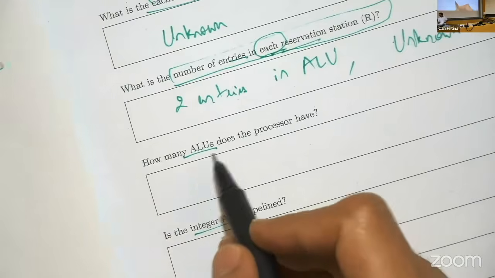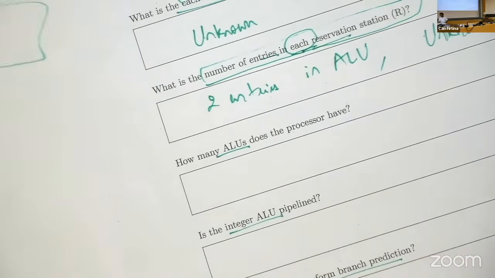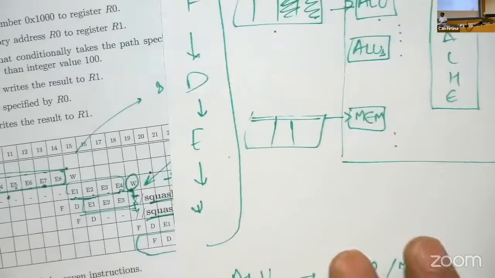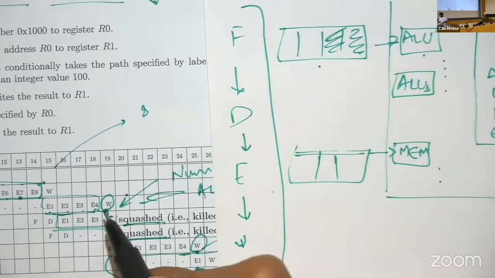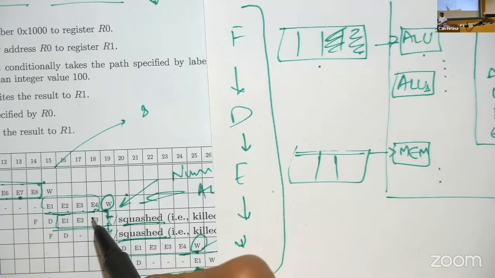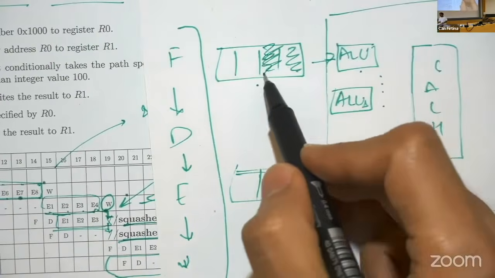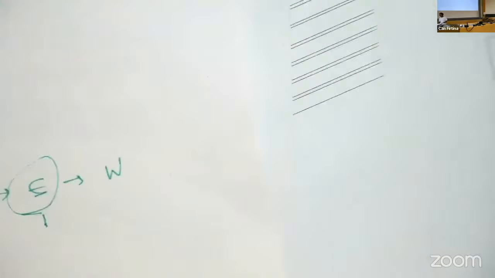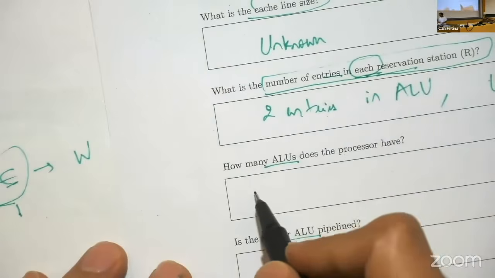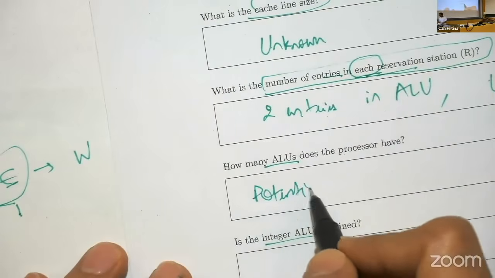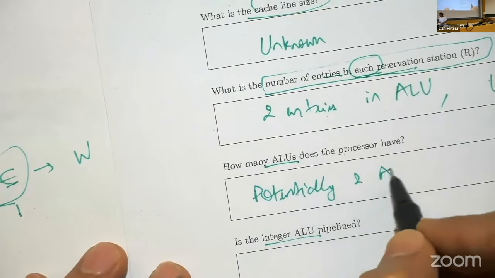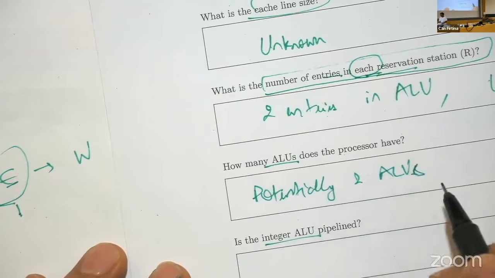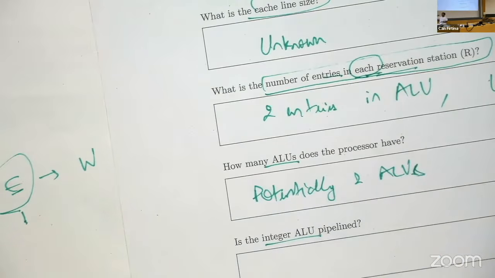All right, how many ALUs does the processor have? As we just deduced from these 2 instructions which were concurrently in flight, either we can have 2 reservation station entries or we can have 2 ALUs. So how many ALUs does the processor have? Potentially 2 ALUs. We don't know exactly for sure. We would need to see a larger history of execution to make an exact estimate.